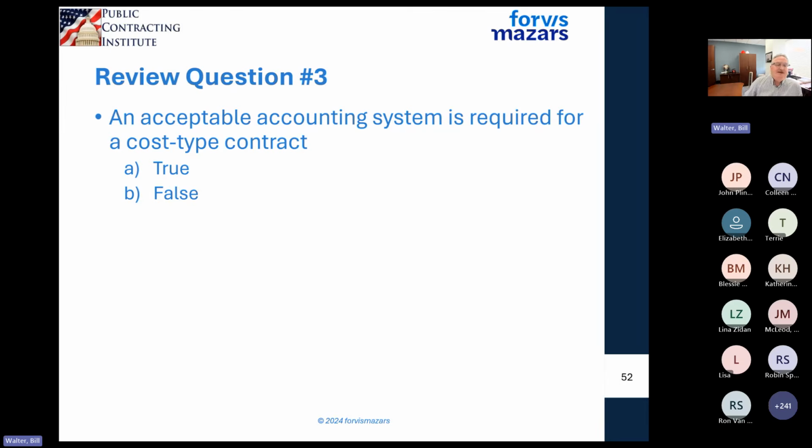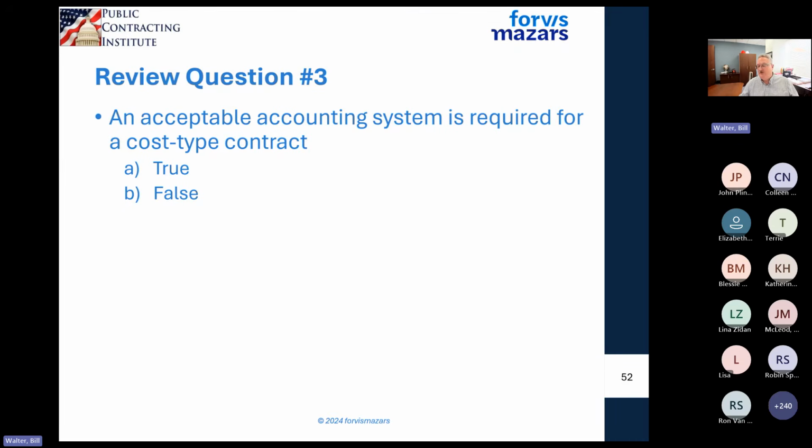Okay, I see a lot of A's and trues. So it looks like people were paying attention there as well. So that's fantastic. And that is, of course, the correct answer. FAR Part 16.3 specifically states that a contracting officer cannot award a cost type contract unless the company has an acceptable accounting system. They don't need a DCAA audit. They don't need a third-party CPA audit, but the contracting officer has to make a determination.